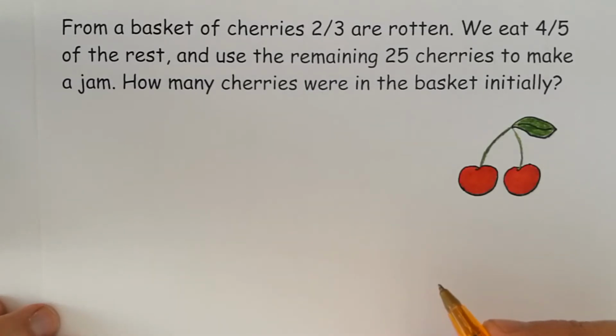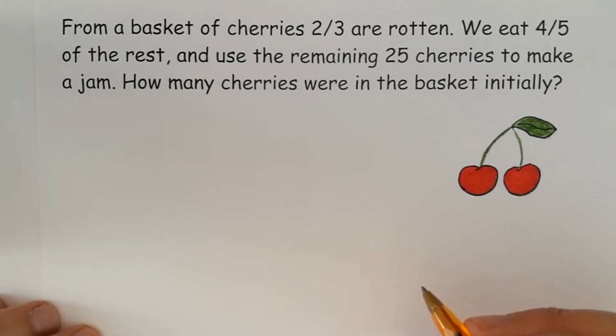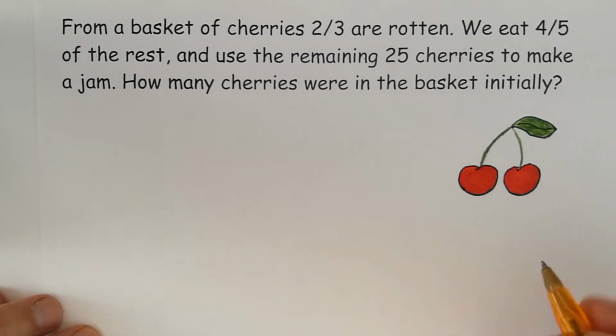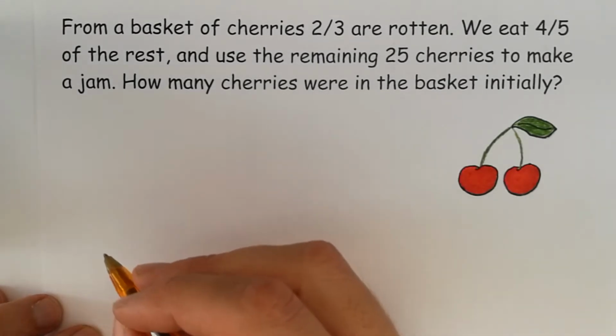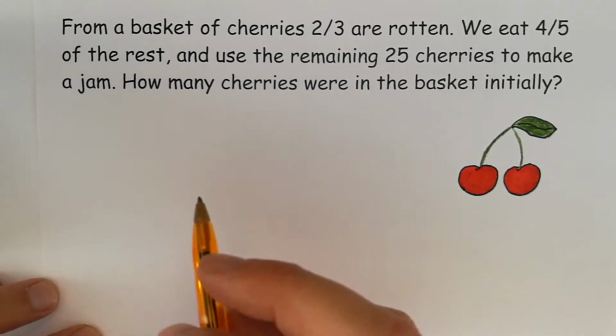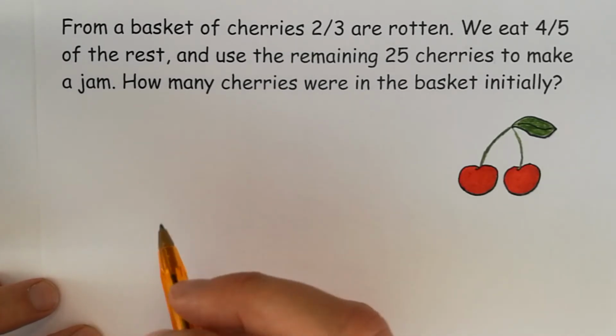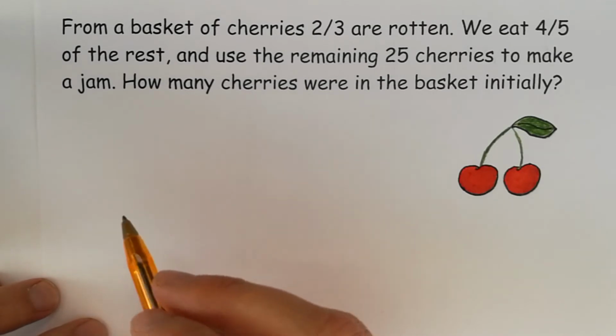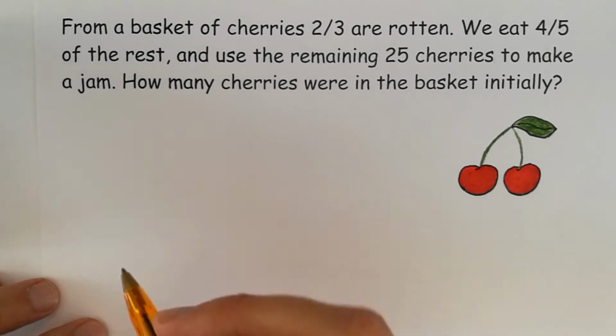A basket of cherries, 2/3 are rotten. We eat 4/5 of the rest and use the remaining 25 cherries to make a jam. How many cherries were in the basket initially? Well, let's do this problem using two methods. The first one without algebra, without x, and the second one using equations.